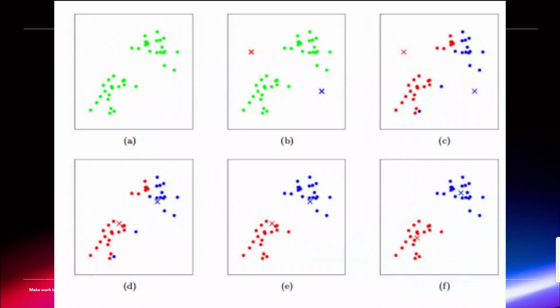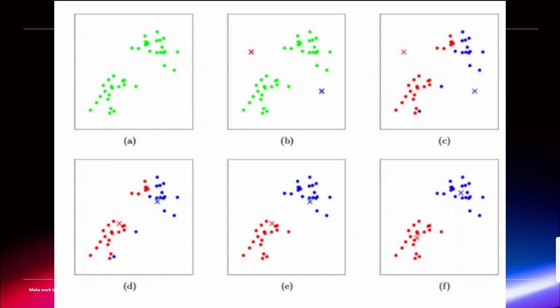Let's visually see how it works. First, at A, we have our data sets with no labels assigned. In B, we assign two random centroids. In C, we calculate the measure from all data points to their nearest centroids and assign that centroid to that class. In D, we calculate the mean and move the centroid to the mean.